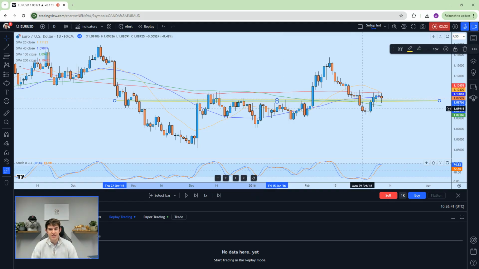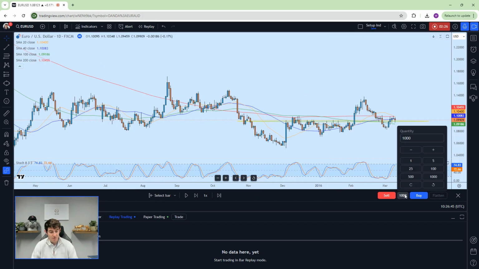Now, the setup isn't massively convincing, and again I'm going to go for a maximum size of 10,000 units or one mini lot, 10 micros. I'm not going to go over it. I know if I start to go over my max size, I will skew my results. That is why people lose money. They over leverage and it skews the trajectory. They might even be a good trader, they might even be profitable in the long run, but they definitely won't be if they start to up their risk, because when you up your risk, it basically increases the chance of bust.